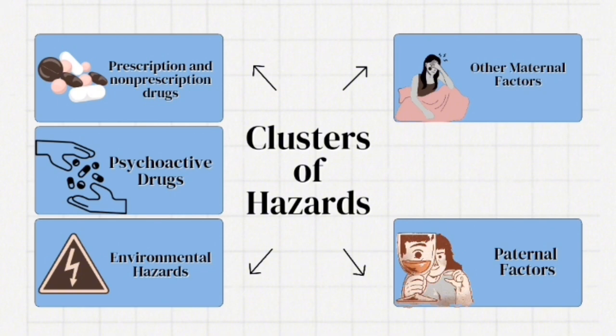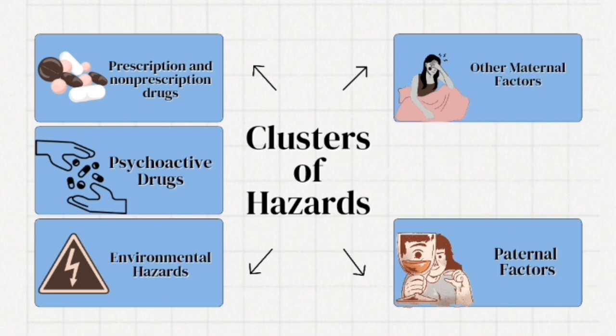First, prescription and non-prescription drugs. There are several types of drugs that can pose risks during pregnancy, including both prescription and non-prescription drugs. For example, antibiotics are commonly prescribed but can be harmful to the developing fetus if not used correctly. Non-prescription drugs like diet pills, aspirin, and even coffee can also be dangerous when taken during pregnancy. A historical example of this is the thalidomide tragedy in 1961.